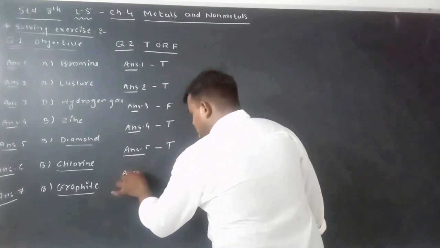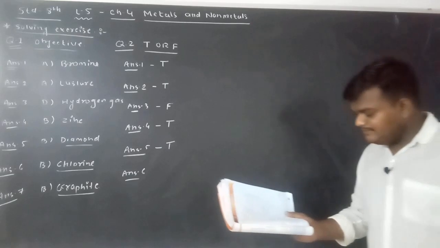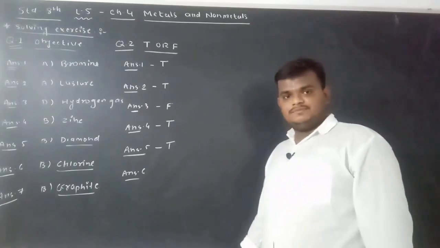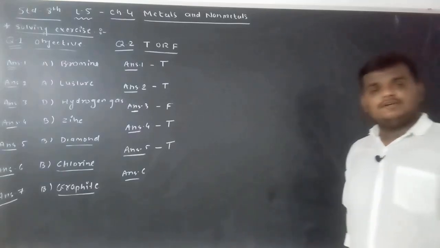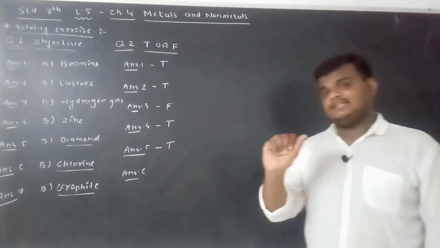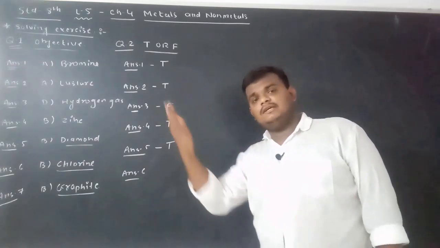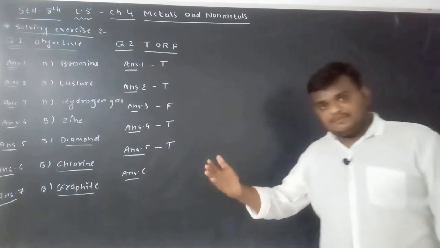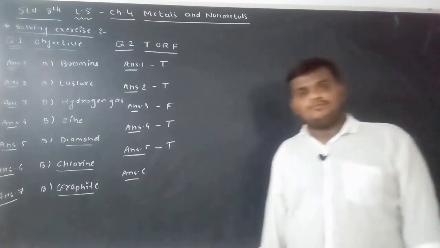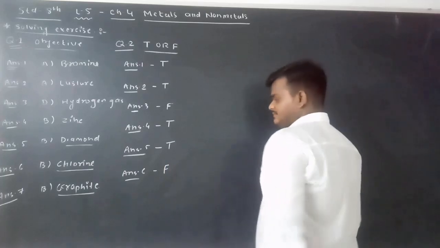Question number 6. What is given here? Look. Non-metal oxides turn red litmus to blue. No, non-metallic oxides are acidic in nature, and they turn blue litmus to red. So they cannot turn red litmus to blue. So this statement is false.